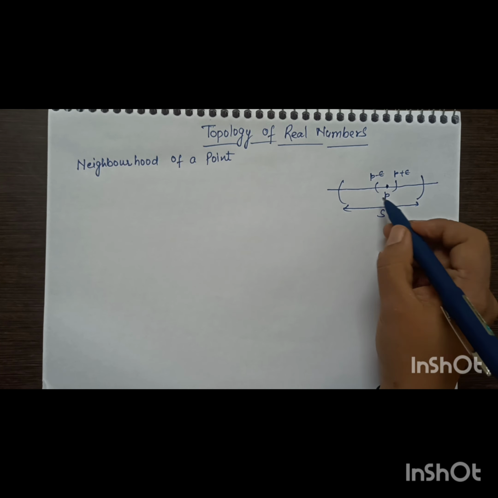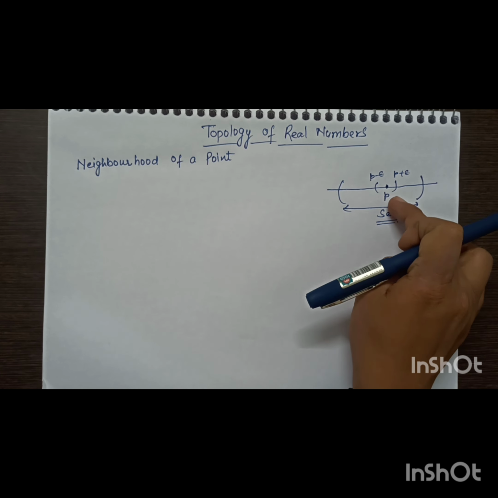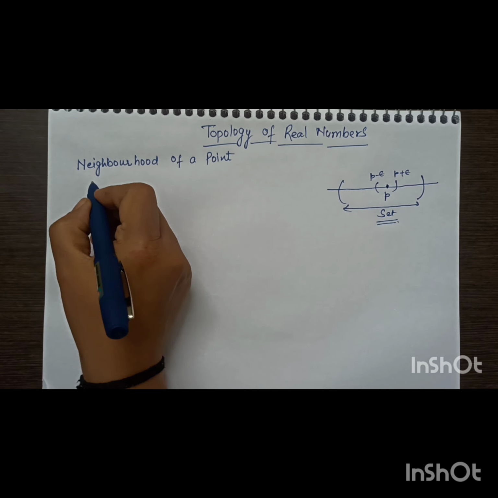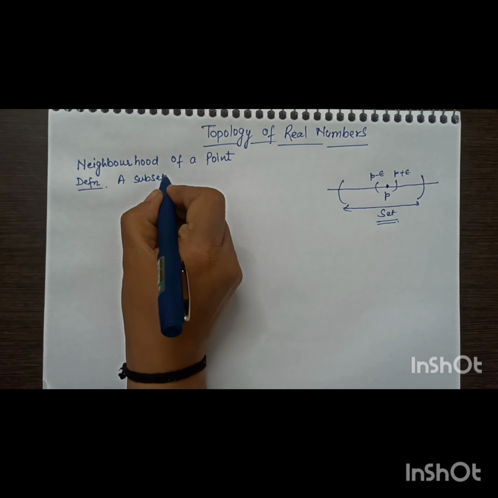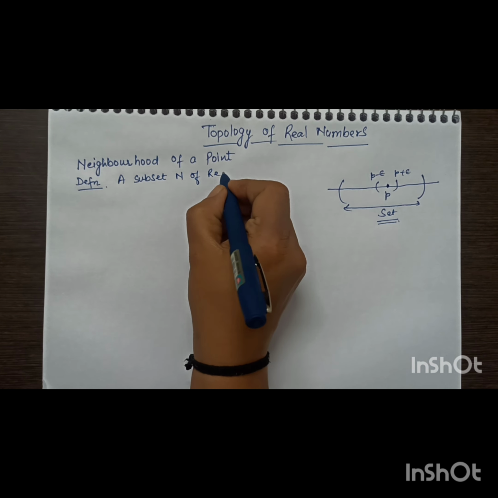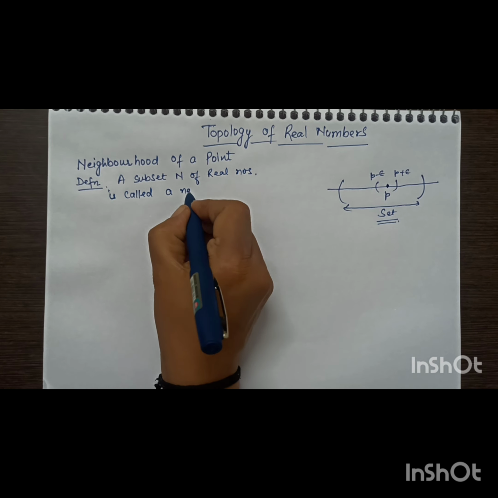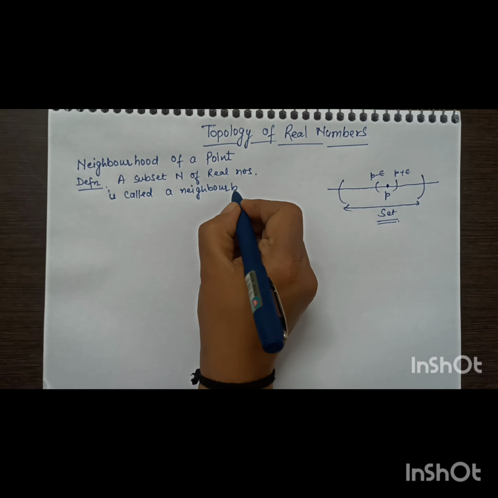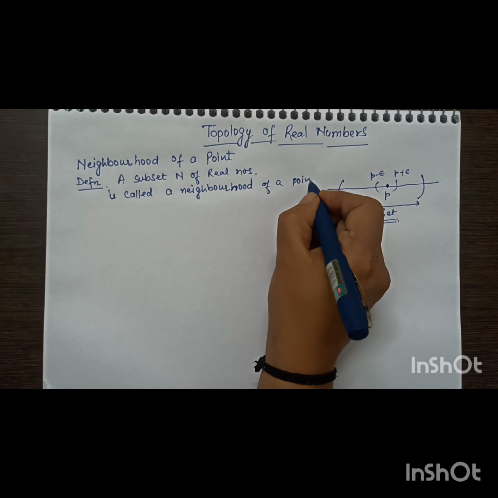That's why epsilon is involved. P minus epsilon, P plus epsilon is an open interval that contains P. And if that open interval is contained in the set, then that set is a neighborhood of point P. So a subset N of real numbers, N here is not natural numbers, N is any set which is a subset of real numbers. We have given it as N because of the definition of neighborhood.